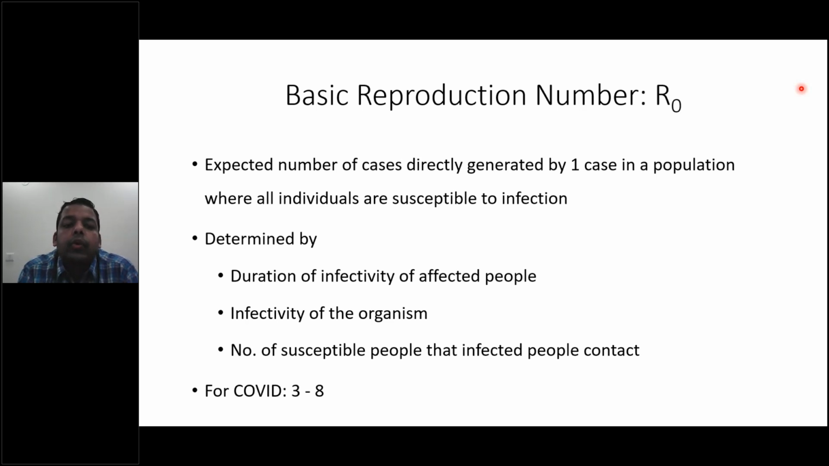This is determined by the duration of infectivity of the affected person, the infectivity of the organism, and the number of susceptible people that the infected people come in contact with. As far as COVID is concerned, the basic reproduction number has been determined in many studies to be 3 to 8. When it is low, there are studies saying it may be up to 1.5 in some areas. So a range of 1.5 to 8 is the basic reproduction number for COVID.